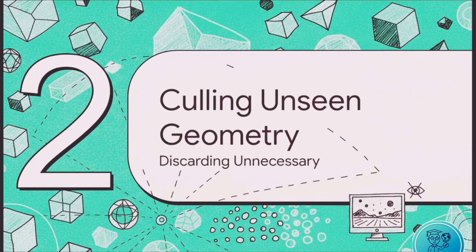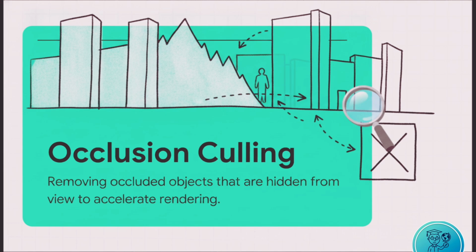Moving on to Section 2. Culling the unseen geometry. Discarding the unnecessary. Okay, so think of occlusion culling exactly like a Hollywood movie set, where only the visible fronts of the buildings actually exist. The graphics pipeline is constantly asking itself, is this object blocked by something else?